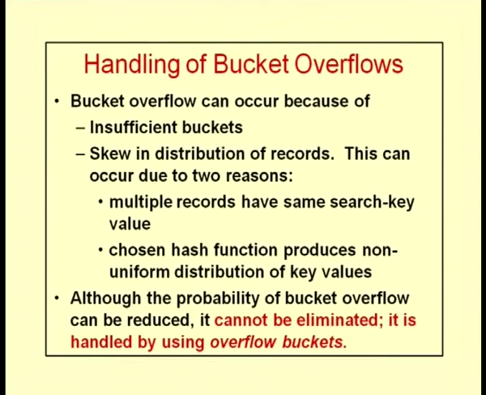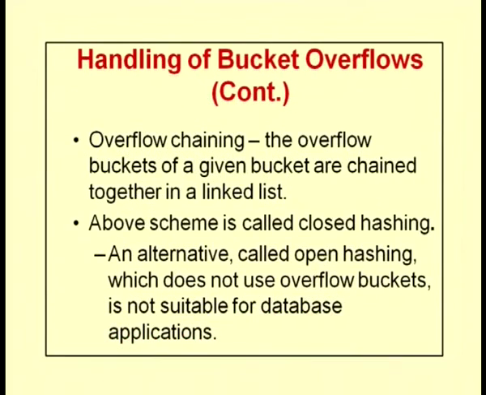This can occur due to 2 reasons. Multiple records have the same search key value, that can also happen, and the chosen hash function produces a non-uniform distribution of key values. Although the probability of bucket overflow can be reduced, it cannot completely be eliminated, so for that reason we have to talk about how to handle bucket overflows. There are many methods in which bucket overflows are handled. One of them is overflow chaining.